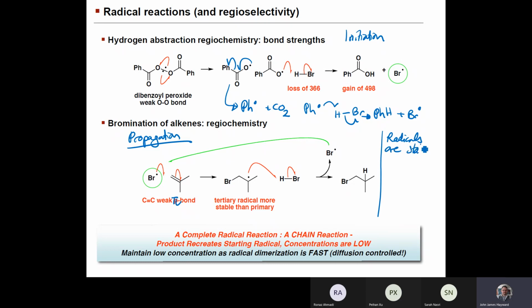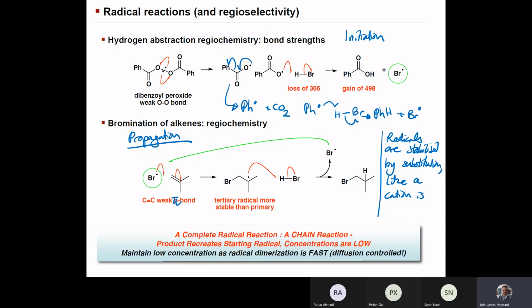Okay, so radicals are stabilized by substitution, like a cation is. Okay, so a tertiary radical is more stable than a primary radical, in the same way that a tertiary cation is more stable than a primary cation.